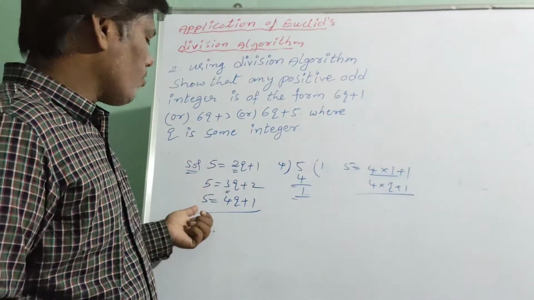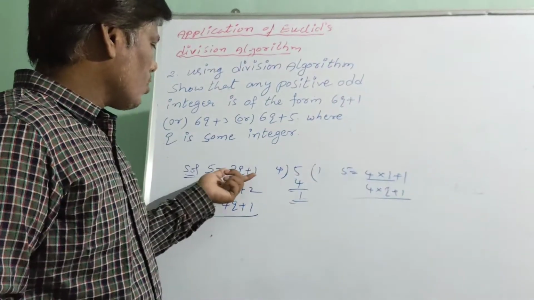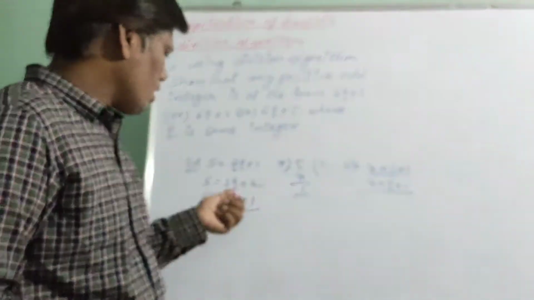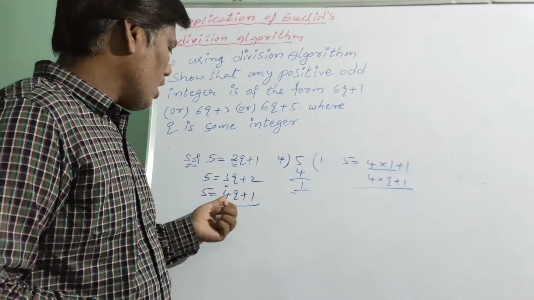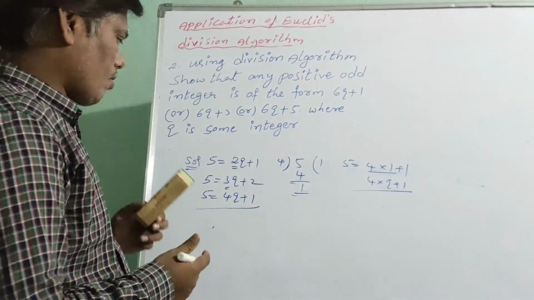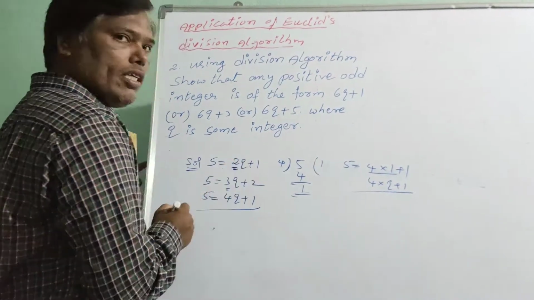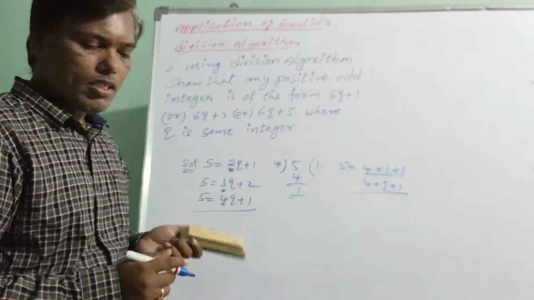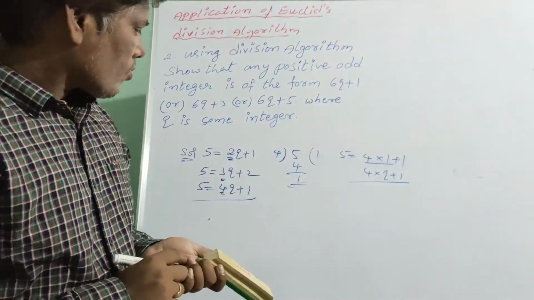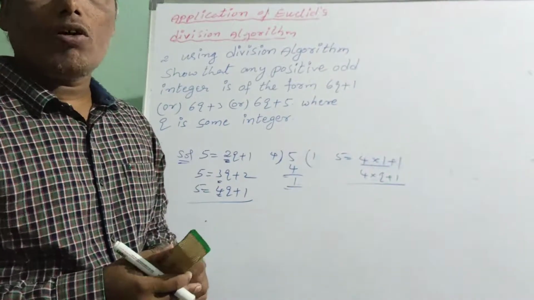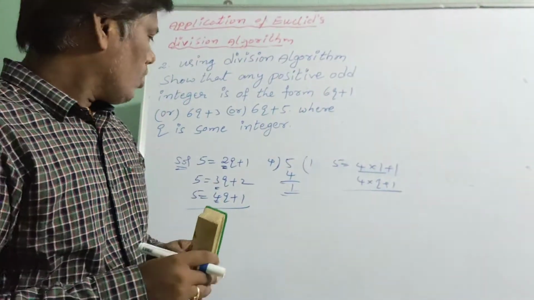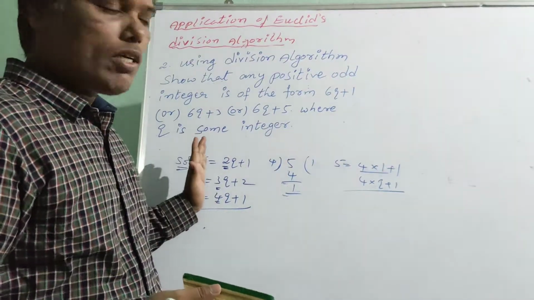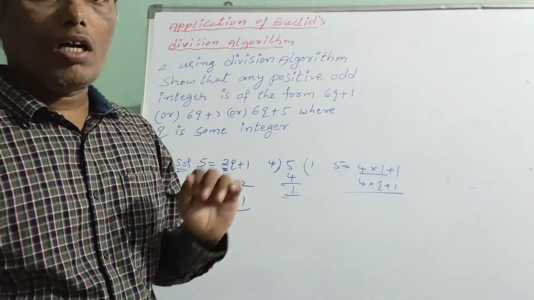So one number, 5, we chose, and here we expressed it in different forms. 5 is in the form of 2q plus 1 here, and it is in the form of 3q plus 2 here, and it is in the form of 4q plus 1 here. So 2 is the divisor in this case, 3 is the divisor in this case, and 4 is the divisor in this case. So students, it must be noted that by changing the divisor, you will get different forms for the same number.